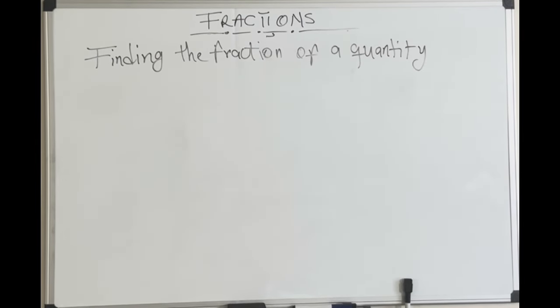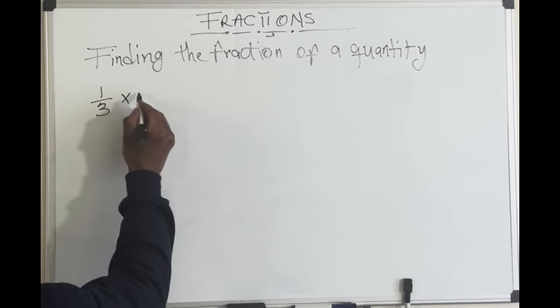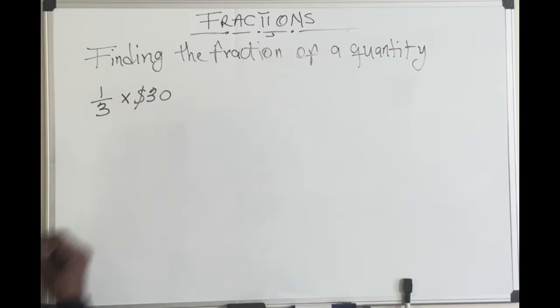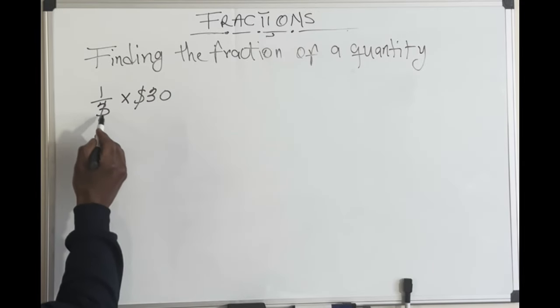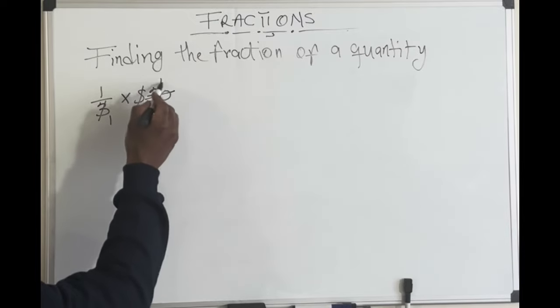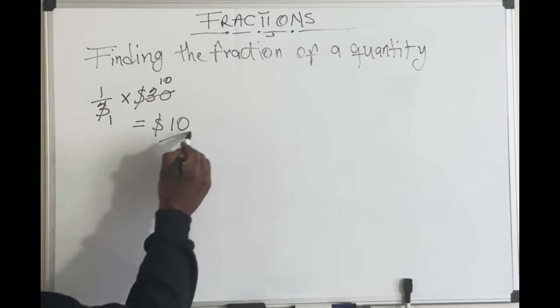We move to the next topic. Finding the fraction of a quantity. To find the fraction of a quantity, multiply the quantity by the fraction. All right. So, for example, we have 1/3 times, let's say, $30. What you need to do is just cancel through. 3 goes here, 1 goes into 30, 10. So, final answer will be $10.